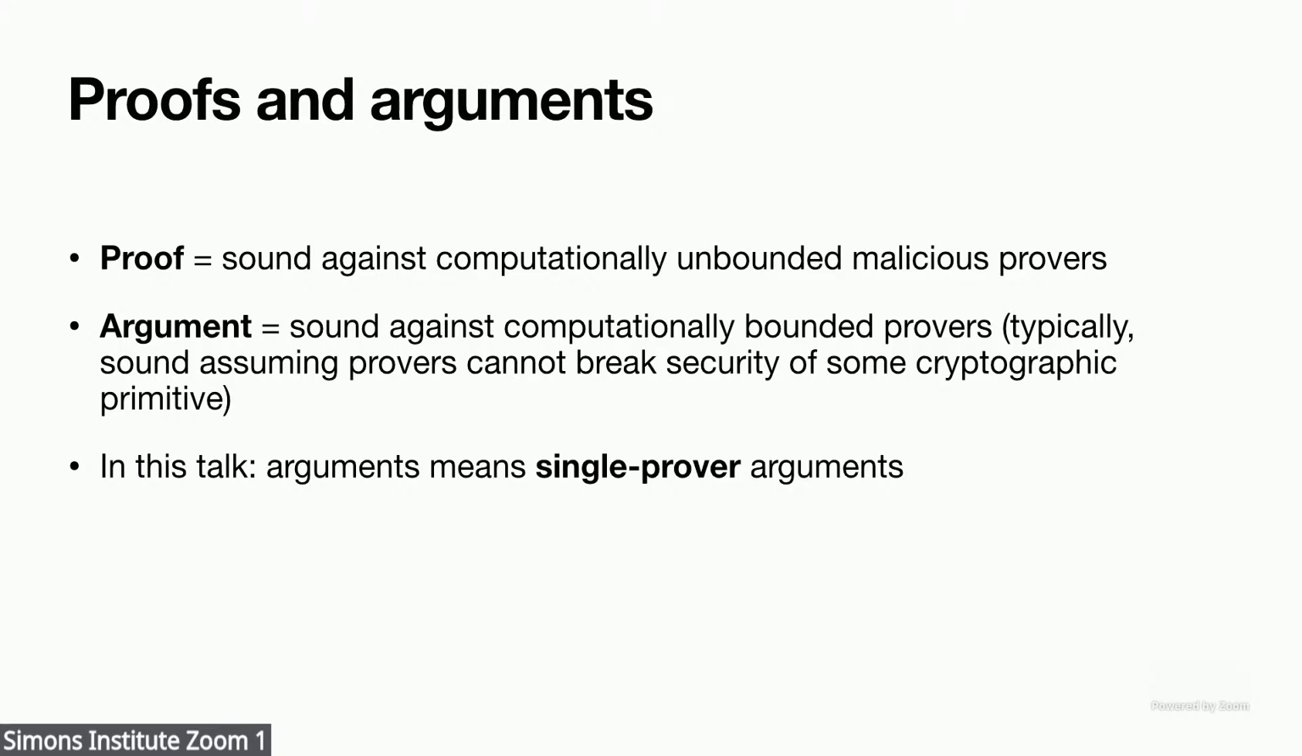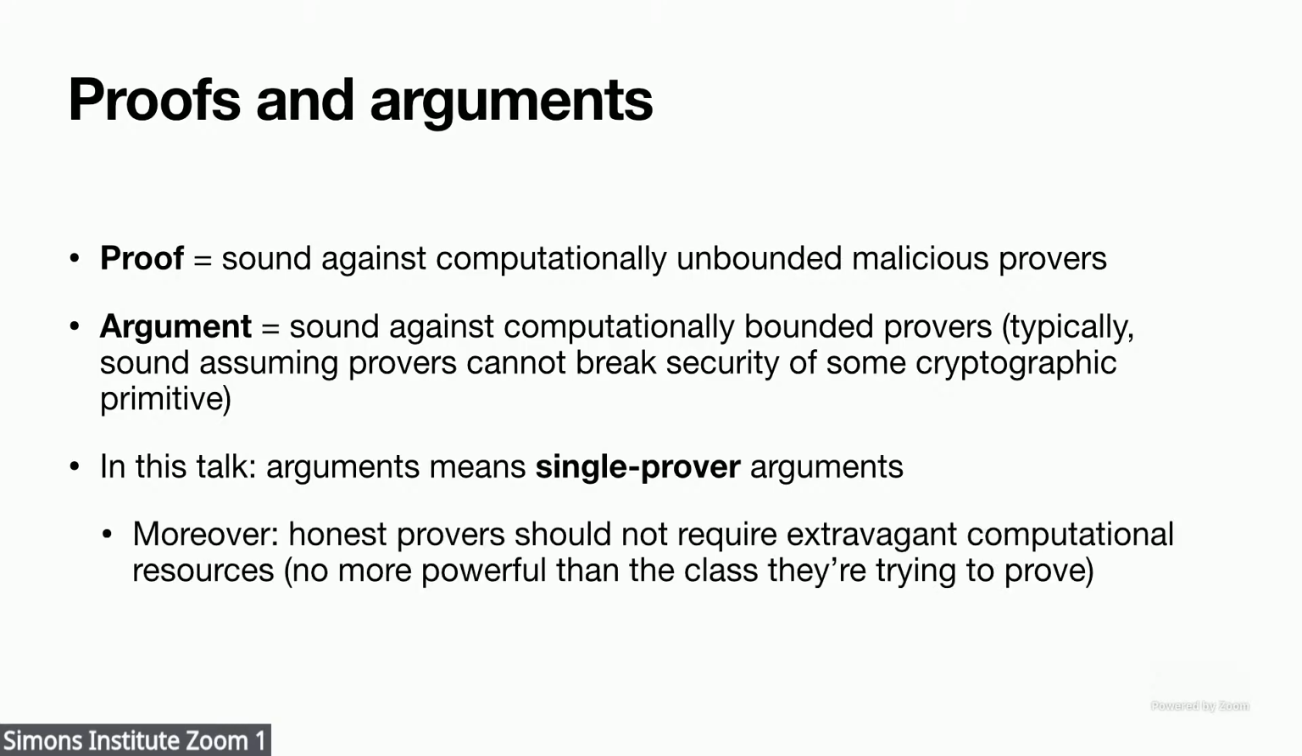In this talk, I'll talk about proof systems that are in weird models, like multi-prover models. But when I say an argument system, I'll always mean a single prover argument. So there's a single prover interacting with the verifier. And moreover, all of my arguments will have the property that the honest prover correctly executing the honest strategy will not require some ridiculous amount of computational power.